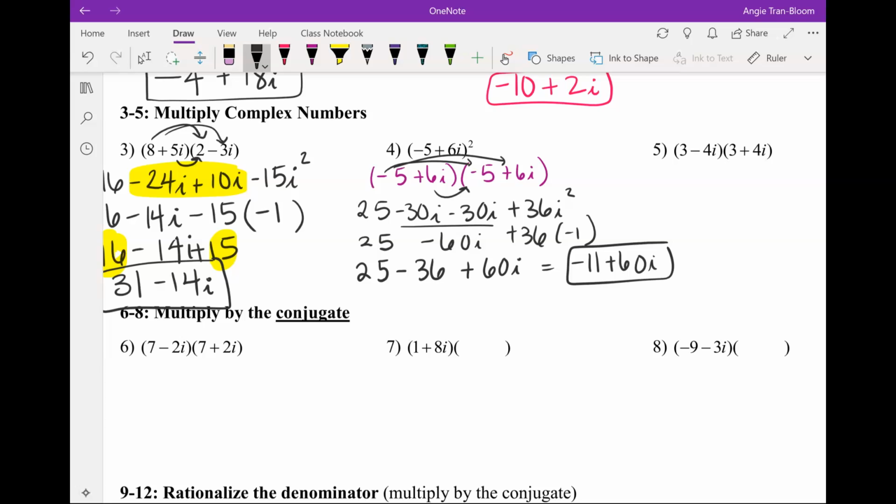Yes? Why did 60 become positive? Oh, yeah. Oh, my gosh. I keep doing that, didn't I? Good job. Why do I keep doing that? All right. Must be a Monday.